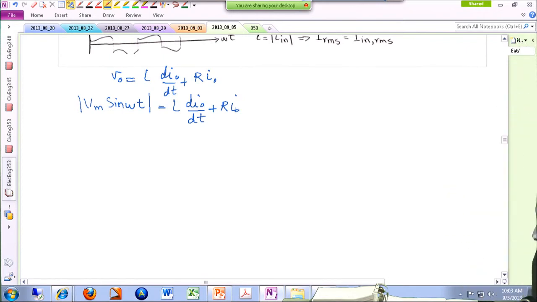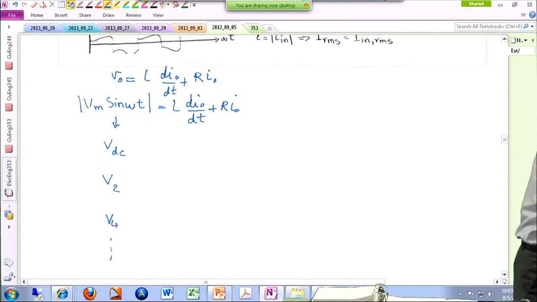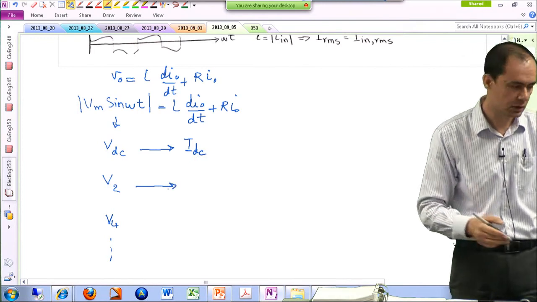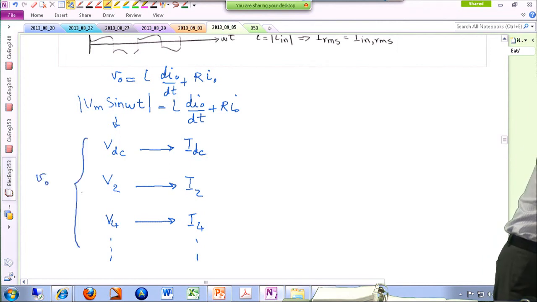What I'm suggesting is break this down into its components, like the DC component, and then the component that appears on the second harmonic, and then the component that happens at the fourth harmonic, and just keep doing that. And solve the equation for V_DC and see how much current you're going to get. And then solve the equation one more time for the second harmonic and see how much current you're going to get in there. And then the fourth harmonic. And just keep doing that. Then if V out is the sum of all of these, then I out will be the sum of all of these.